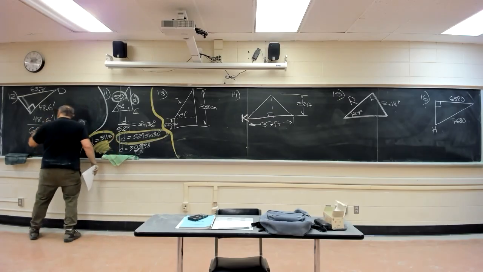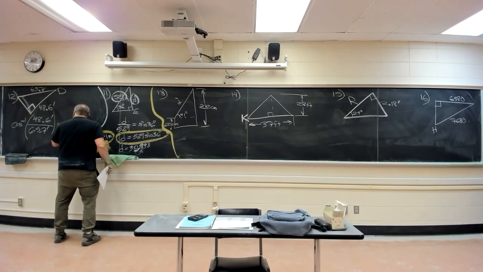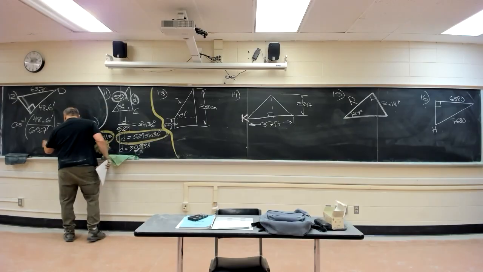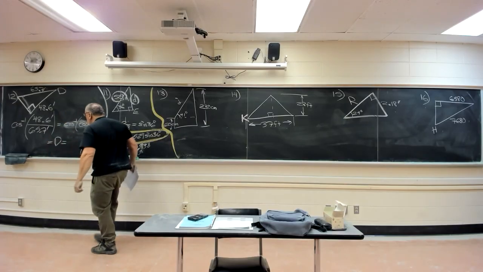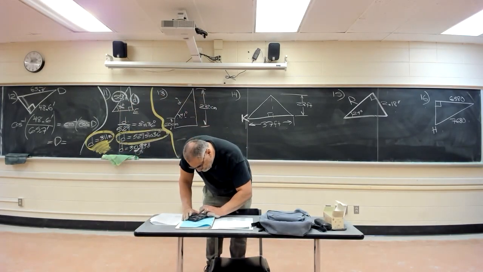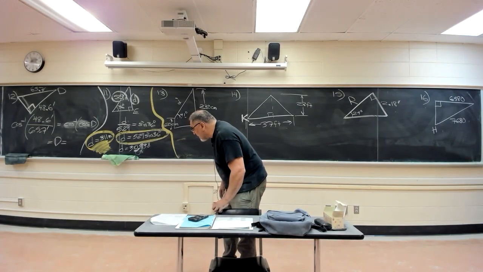If you find the inverse cosine of the cosine, you just get back to the angle, and that's going to equal D. I'm going to take 48.6, divide it by 65.7, and get the inverse cosine. Inverse cosine, 48.6 divided by 65.7.